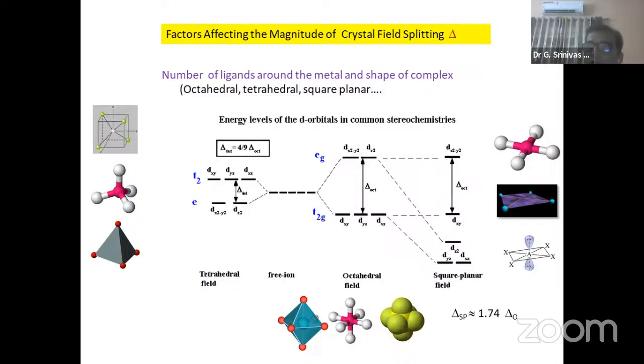The axial orbitals will experience more repulsion from the ligands. That's why their energy is increased. Whereas the in-between axial orbitals, that is dxy, dyz, and dxz, will experience relatively less repulsion from the ligands in the octahedral complexes. That's why their energy is lowered. So the energy-lowered orbitals are t2g, and the energy-gained orbitals are eg in case of octahedral complexes.